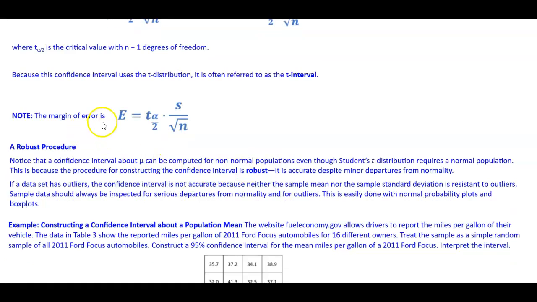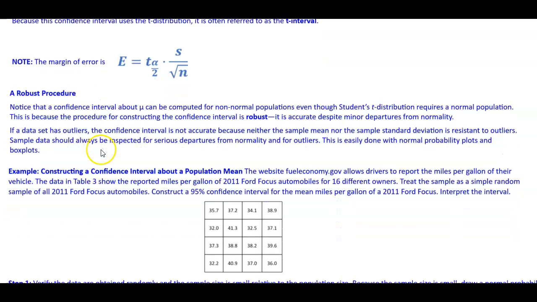Make note, the margin of error is E, which is equal to the critical t-value times the sample standard deviation divided by the square root of the sample size. Now, a robust procedure. Notice that a confidence interval about a population mean can be computed for non-normal populations even though Student's t distribution requires a normal population. This is because the procedure for constructing a confidence interval is robust. It is accurate despite minor departures from normality.